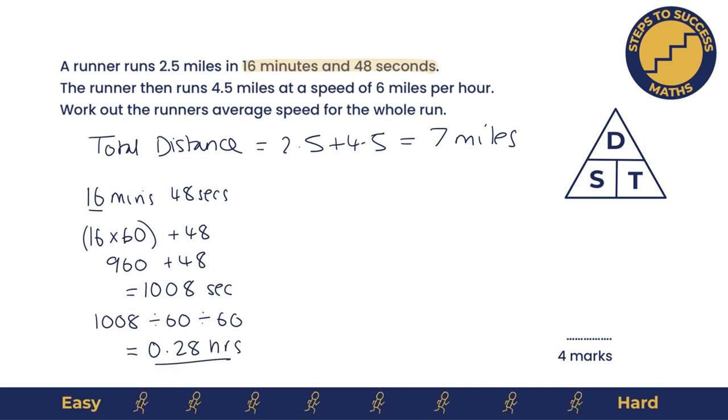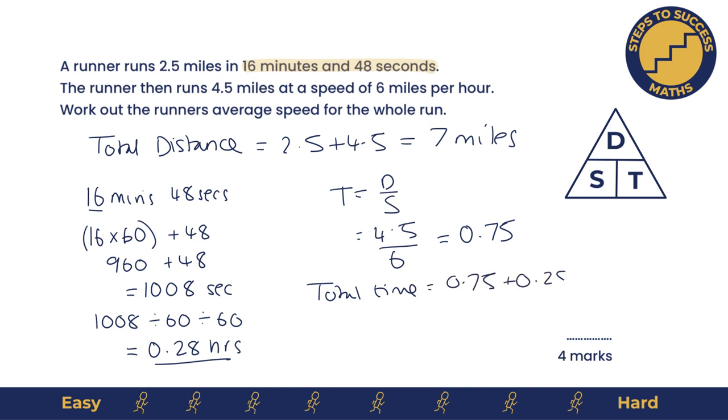And for the second part of the run, I need to work out the time, so the distance divided by the speed. 4.5 miles divided by 6 miles per hour. It matches miles and hours. So 4.5 divided by 6 is 0.75. So the total time is 0.75 plus 0.28, 1.03.